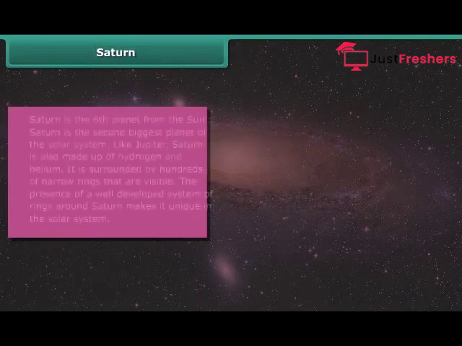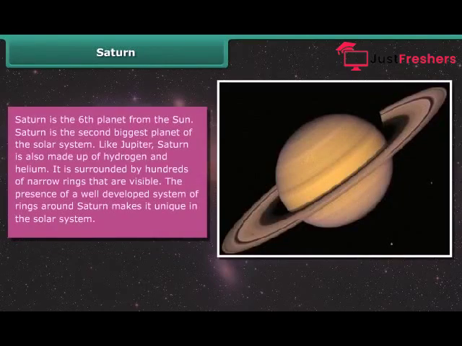Saturn. Saturn is the sixth planet from the Sun. Saturn is the second biggest planet of the solar system. Like Jupiter, Saturn is also made up of hydrogen and helium. It is surrounded by hundreds of narrow rings that are visible. The presence of a well-developed system of rings around Saturn makes it unique in the solar system.